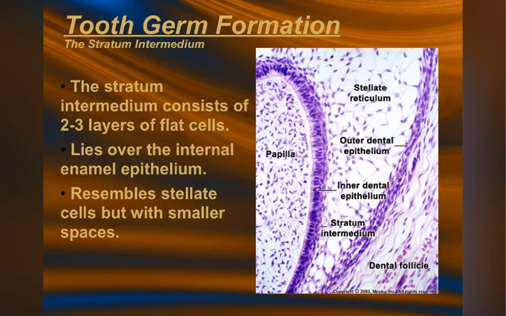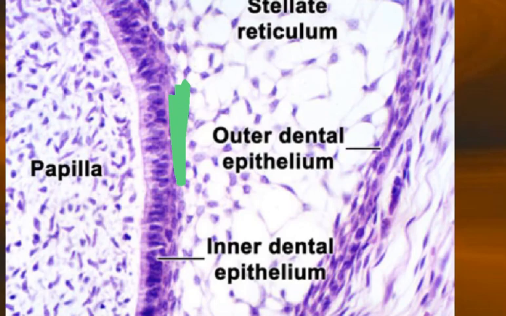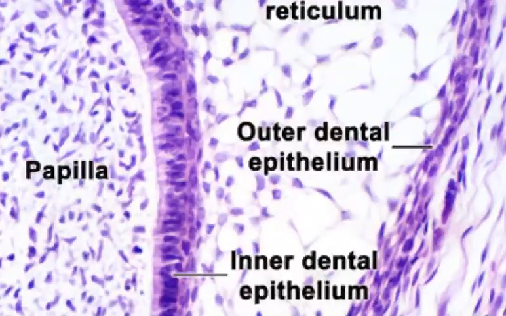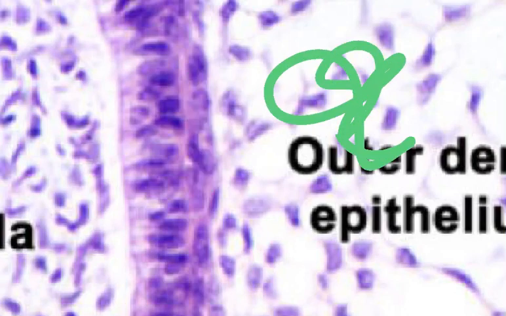Stratum intermedium consists of 2 to 3 layers of flat cells, lies over the internal enamel epithelium, as we explained before here. It resembles stellate cells but with smaller spaces. So these cells, although they are flat, have a close resemblance to the stellate reticulum cells, but they don't have spaces between them. That's why this layer looks different from the stellate reticulum layer.